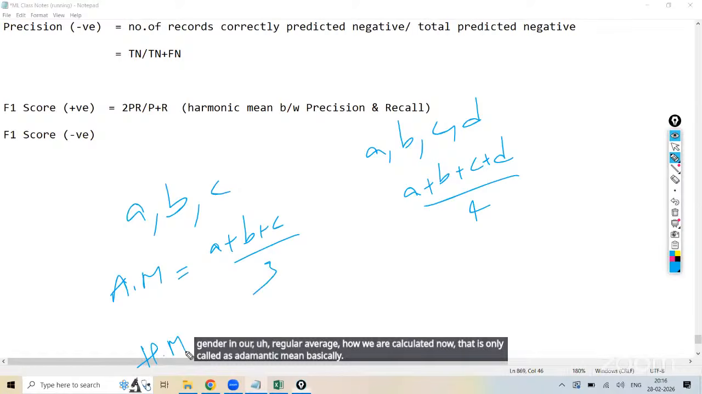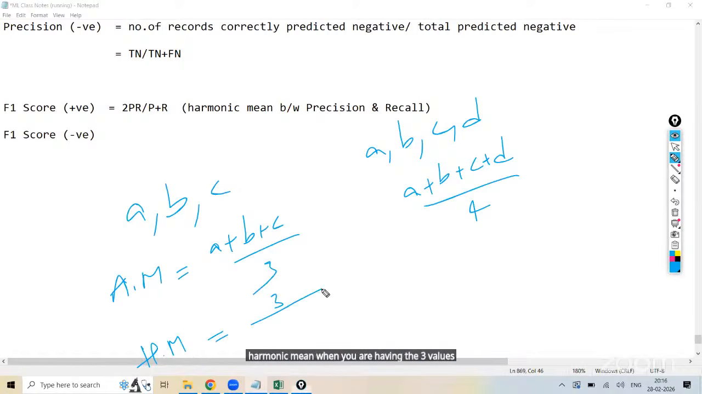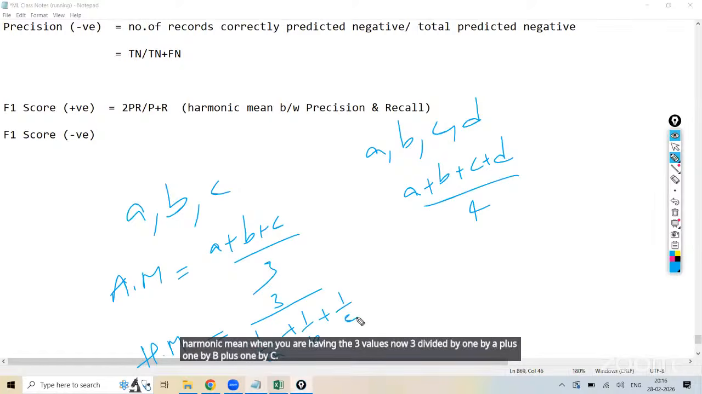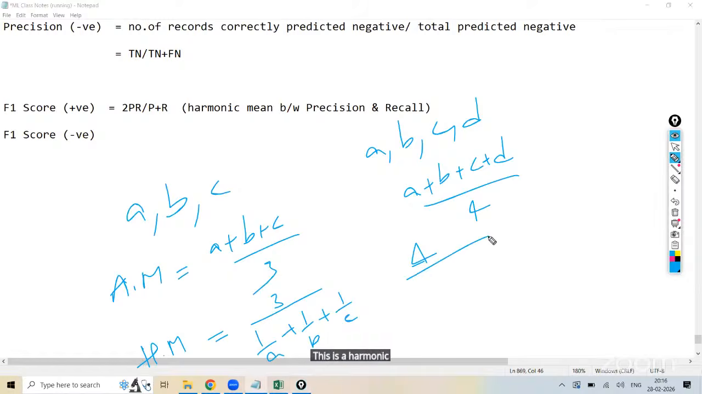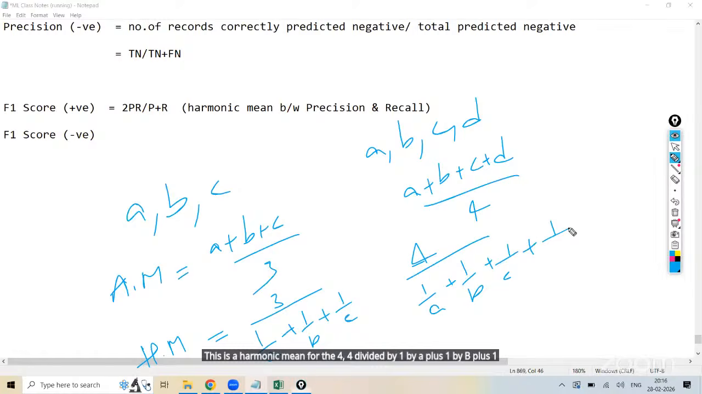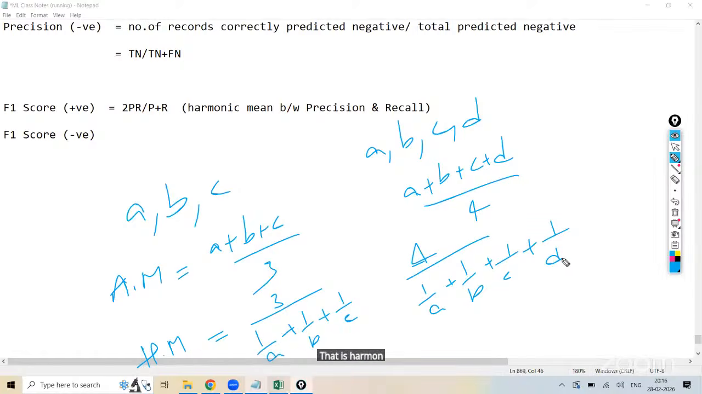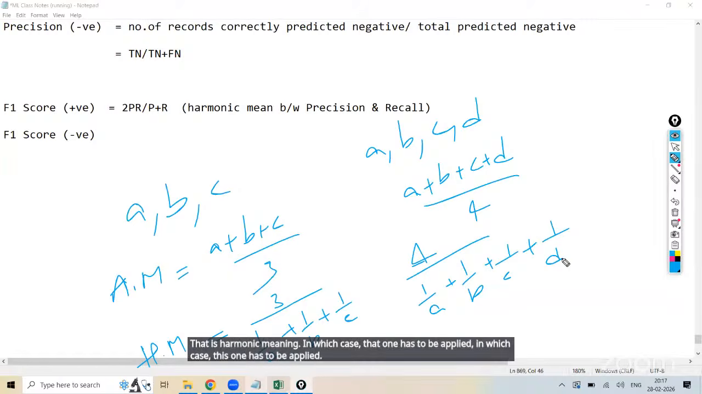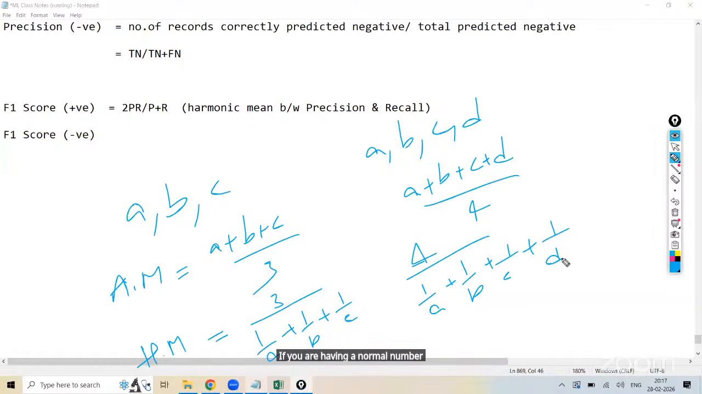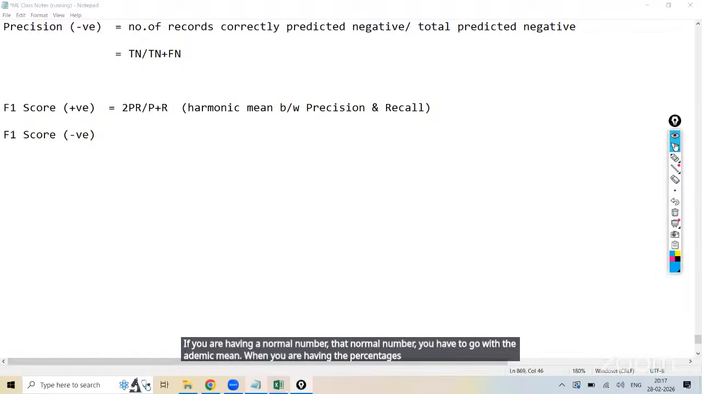Harmonic mean, when you are having 3 values, is 3 divided by (1/A + 1/B + 1/C). This is the harmonic mean. For 4 values, it is 4 divided by (1/A + 1/B + 1/C + 1/D). That is the harmonic mean. In which case does each one have to be applied? If you are having normal numbers, you have to go with the arithmetic mean. When you are having percentages, then you have to go with the harmonic mean.